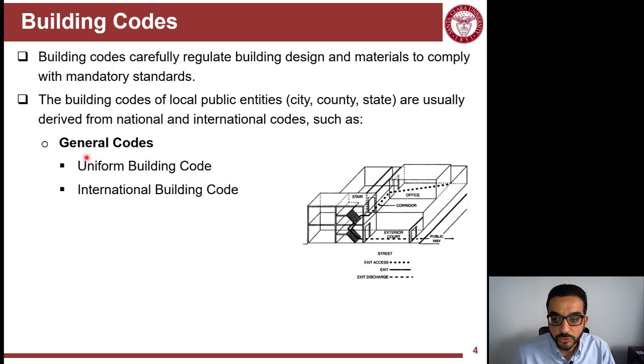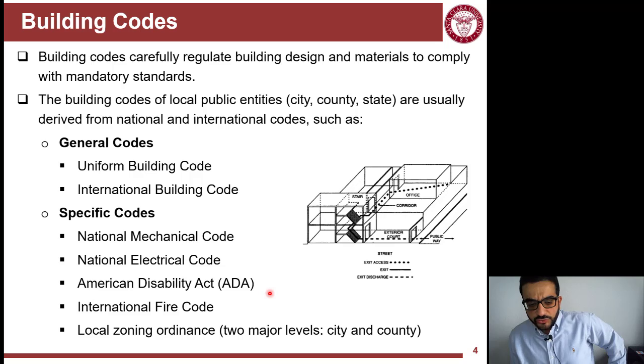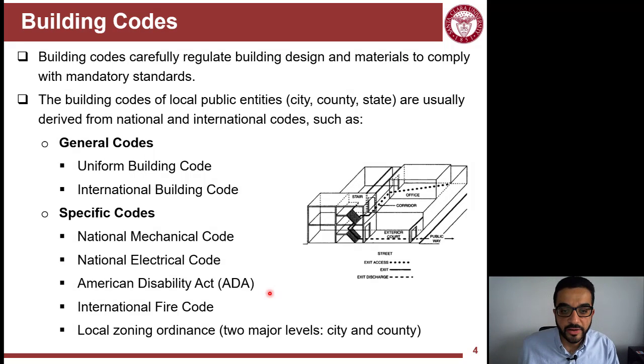There are the general codes like the Uniform Code and the International Building Code, and there are specialized trade codes. So there is the electrical, mechanical, and there are also use codes in terms of the Disability Act, ADA, and fire code. So there are different codes that you have to satisfy, and also there are unique code requirements by locality, so by the city or county.